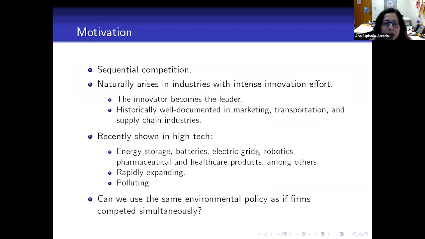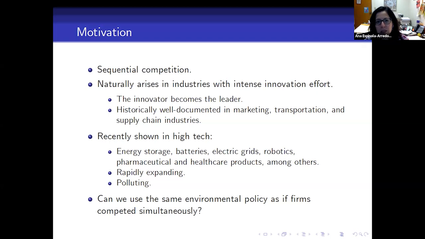So what we will discuss is sequential competition in a Stackelberg model, in which we have a leader and a follower, and they have to decide their output. This type of output decision has been naturally observed in industries with intense innovation, in which the innovator becomes the leader, and has been historically well documented in marketing, transportation, and supply chain. More recently, we have observed this type of sequential output competition in high technology. Think about energy storage, batteries, electric grids, among others.